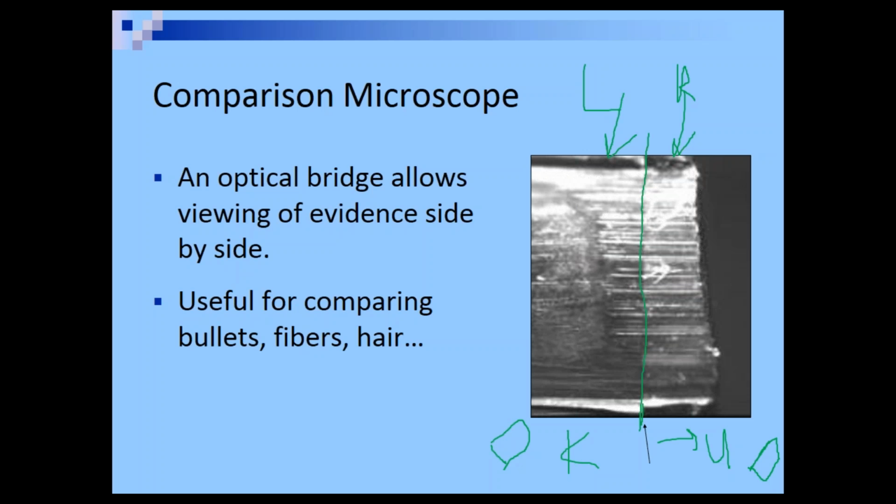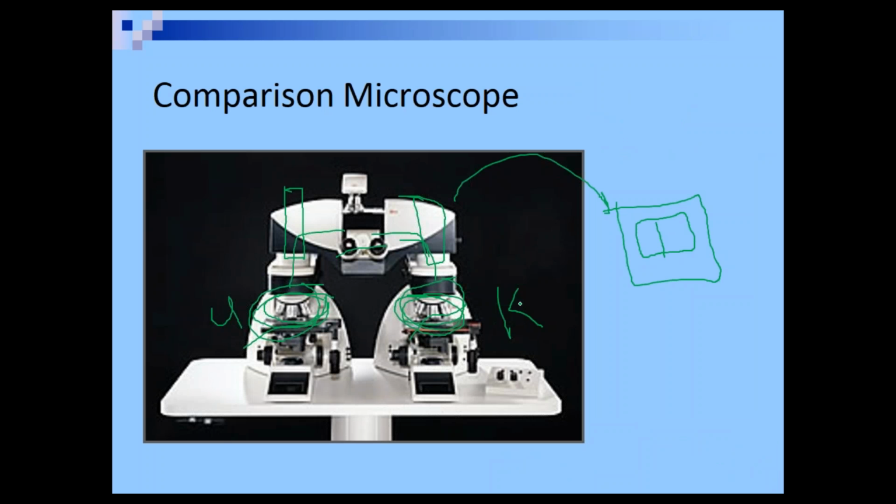That's just taking out the eyepieces. Down here, it's still going to be the same objective lenses for a stereobinocular or compound microscope. The only difference is that instead of this big optical bridge up here, it's just two cameras feeding into a computer.